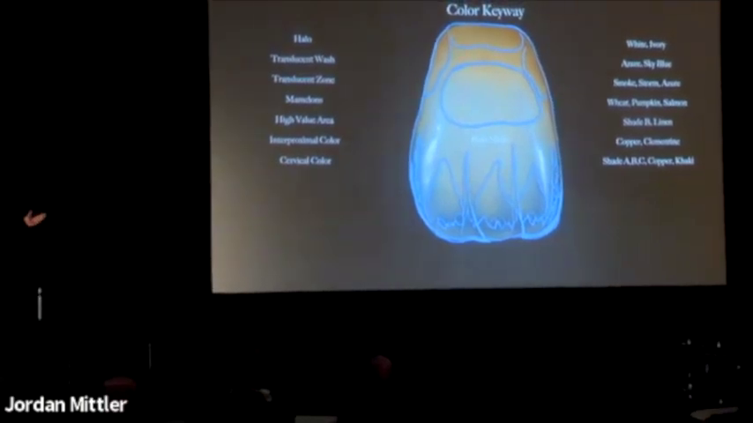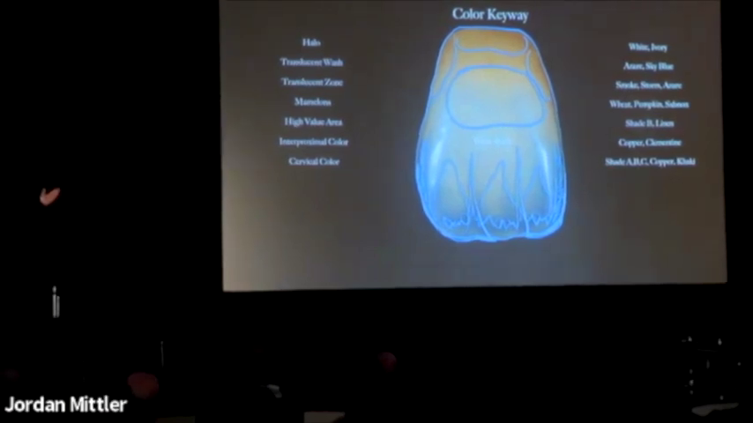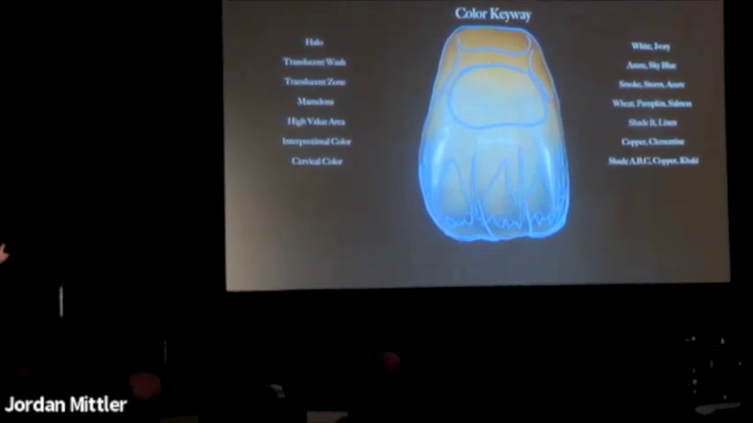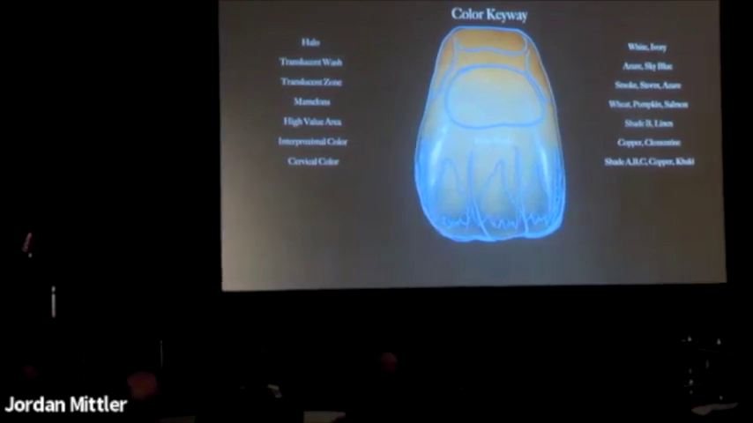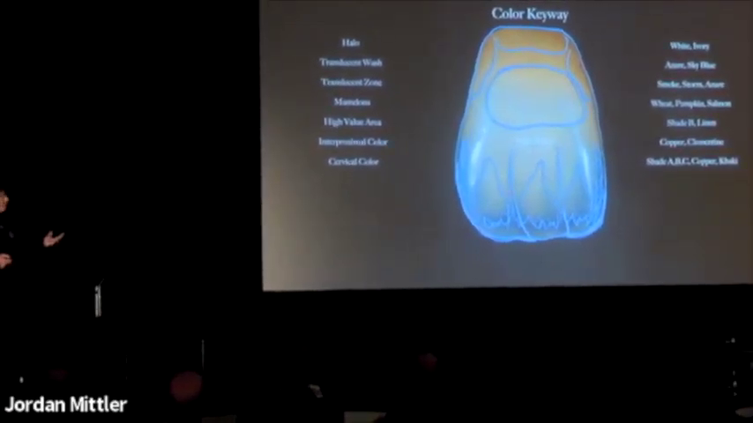And at the same time, look what we have. We have a halo, which has two different colors, ivory and white generally. We have translucent washes, which is the thickness of the enamel that's creating that. So it's a physiologic reason why these colors are here. We have a translucent zone, which is unsupported enamel. It's enamel that's not supported by dentin. And so you create this blue smoky color.